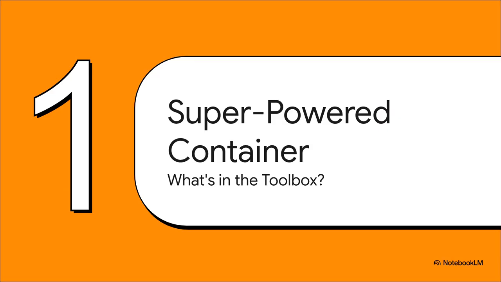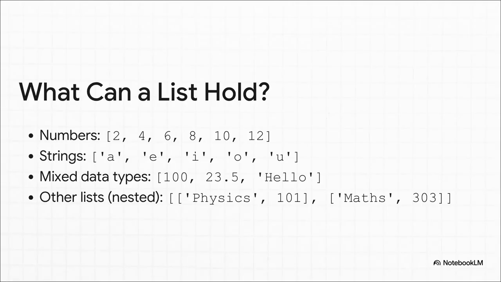Okay, so if a list is our magical toolbox, what kind of tools can we actually stick inside? Well, this is where the real magic happens. See, unlike a regular toolbox that might only hold screwdrivers, a Python list is just unbelievably flexible. And really, this flexibility is its superpower. You can have a straightforward list of numbers, sure, or a list of text, like all the vowels. But here's where it gets wild.